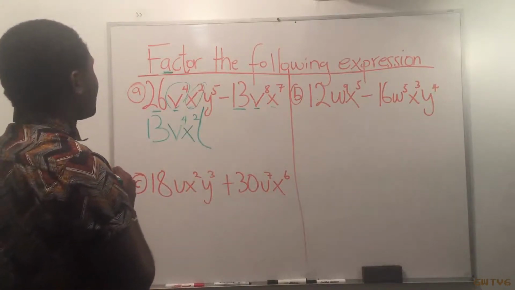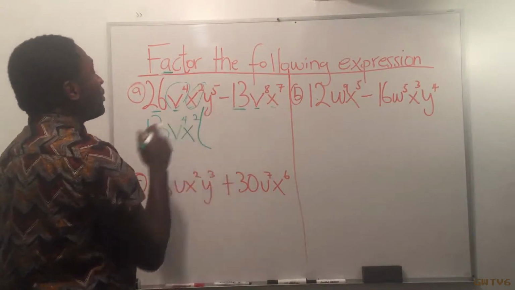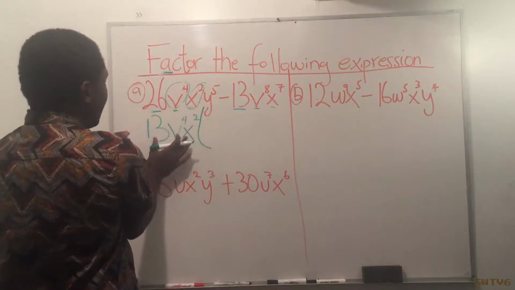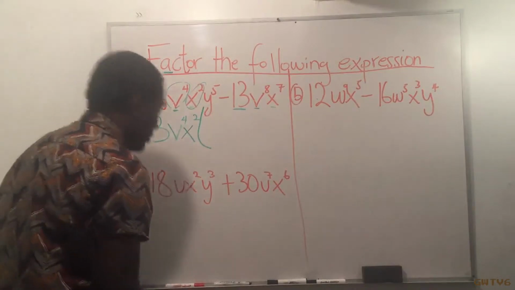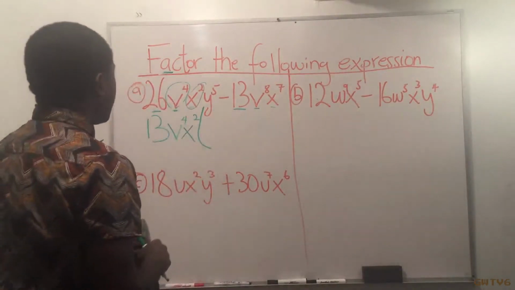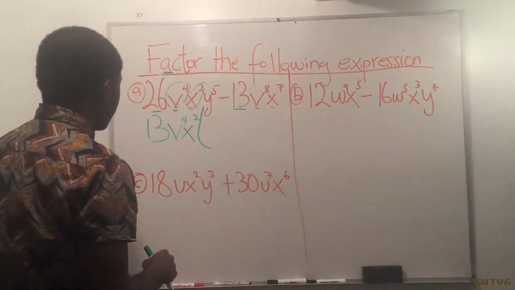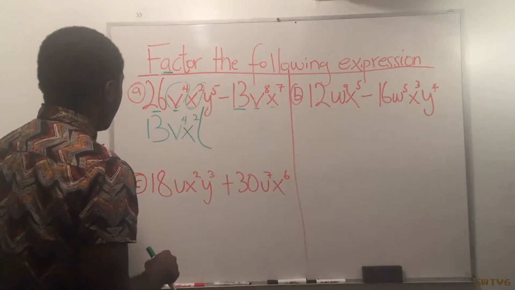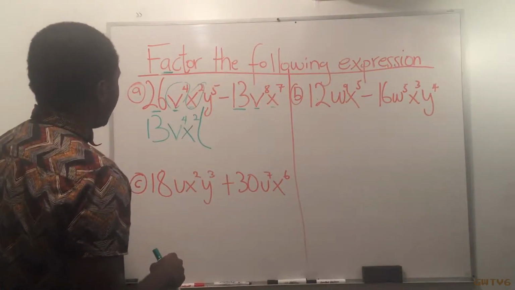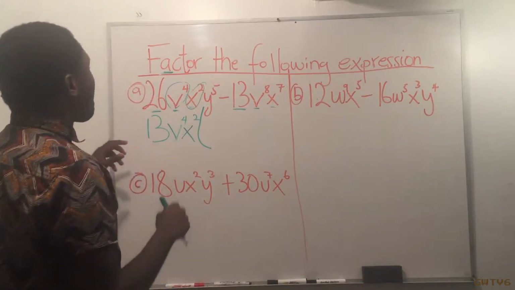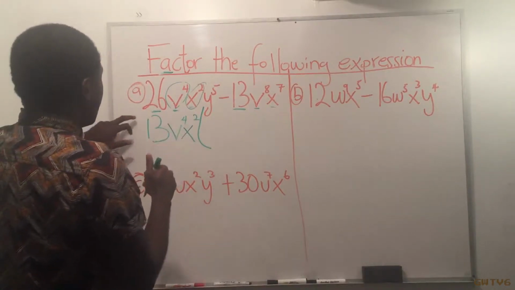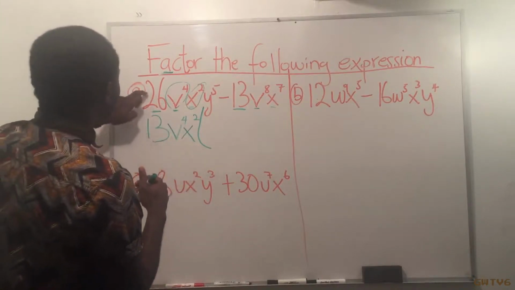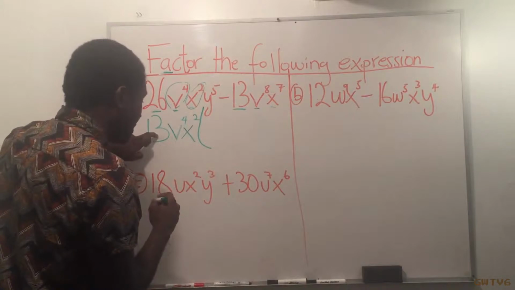So now what goes inside the parentheses? To figure that out, I'm taking this one and dividing by this one. Alright, back to this. This is what I'm going to do. I'm taking this one divided by that one, right? So I do 26 divided by 13.